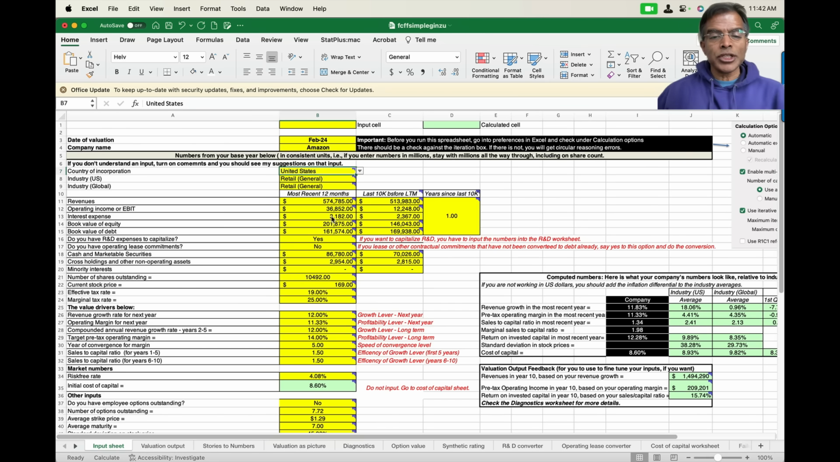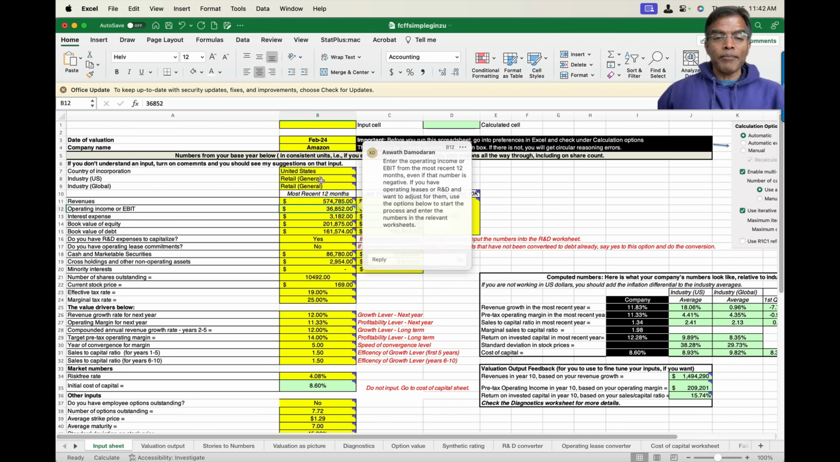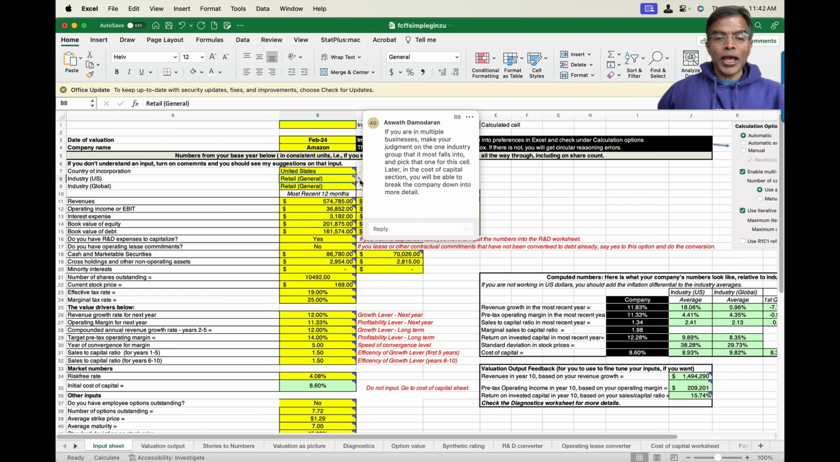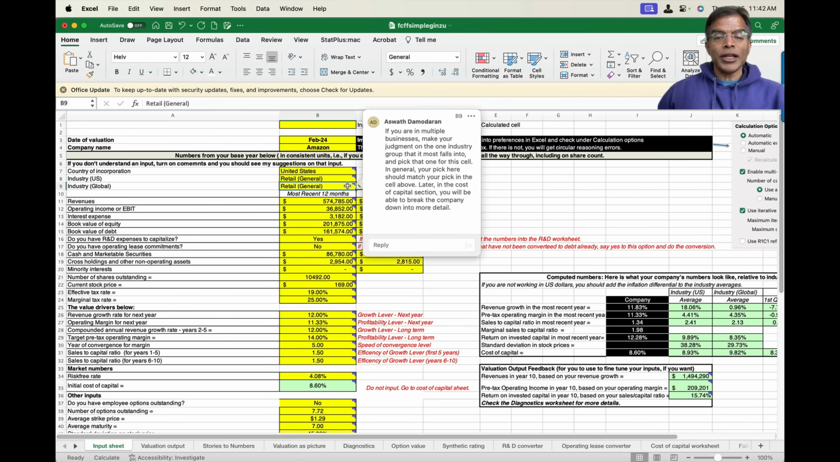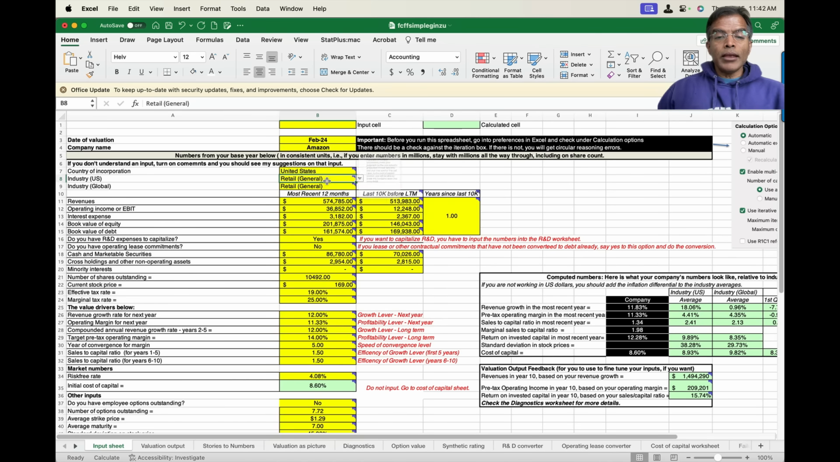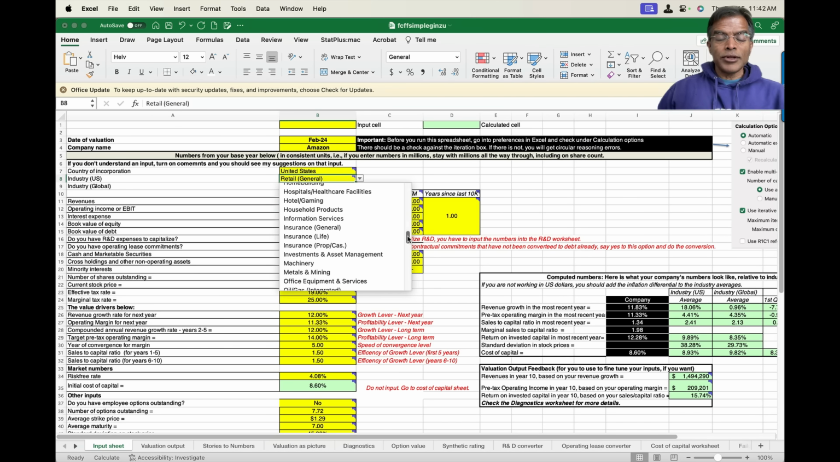I ask you what industry the company is in. Again, don't try to enter the name of the industry. This is a pull-down menu, just like the geography. If you pull down the menu, it'll basically give you a list of industries that you can work with. So in this case with Amazon, you can see that there are a bunch of industries.